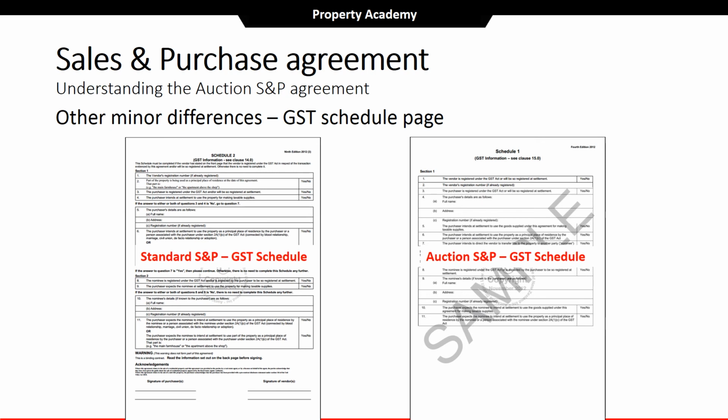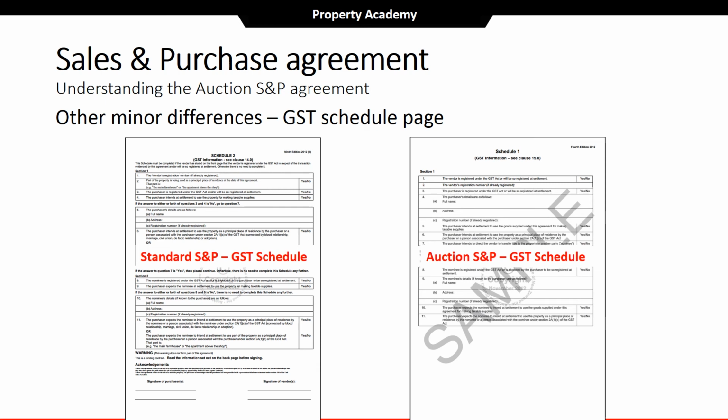And the only other minor difference to note here is the GST schedule page, which you can see on the left hand side here is the standard sales and purchase GST schedule, which also has the signing down the bottom. Now on the auction sales and purchase agreement, the only difference is that you do have the GST schedule here, but the signing page is actually going to be on the next page. But other than that, it's pretty similar.